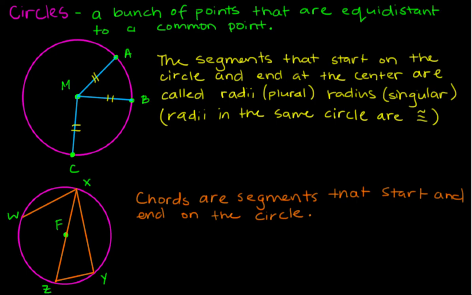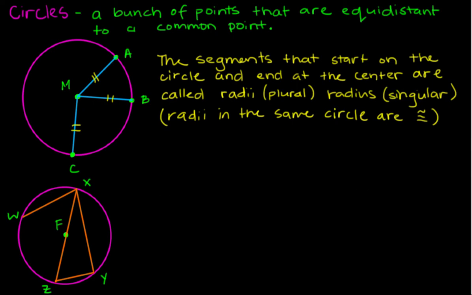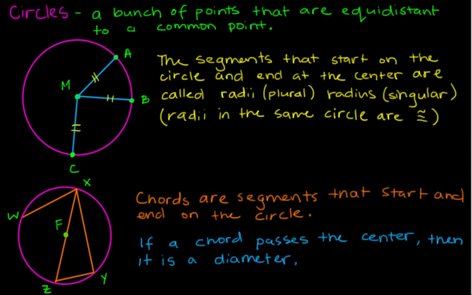That makes it a chord. ZY is a chord, and so is ZX as well as XY. So all of those are chords. Now you'll notice of the four chords drawn in this picture that one of them is actually a special chord. And that special chord is the chord ZX.